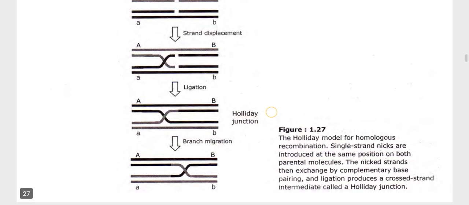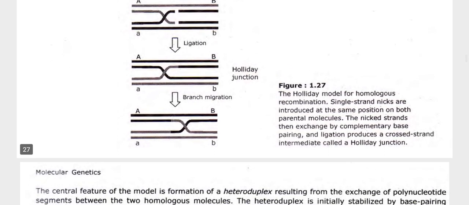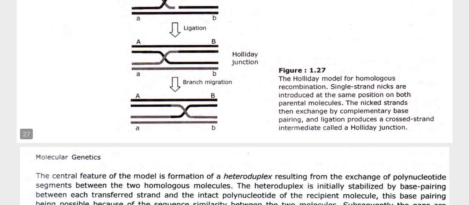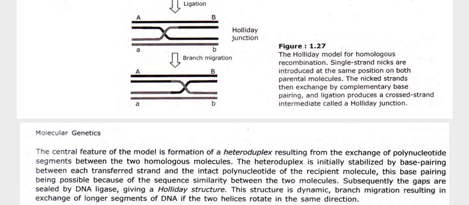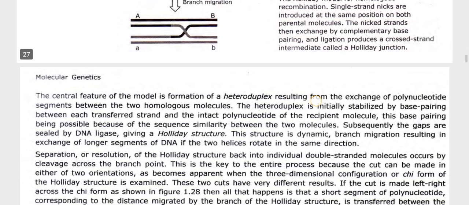Then ligation, Holliday junction, and branch migration will be taking place. The Holliday model for homologous recombination. Single-strand nicks are introduced at the same position on both parental molecules. The nicked strands then exchange by complementary base pairing, and ligation produces a cross-strand intermediate called a Holliday junction.